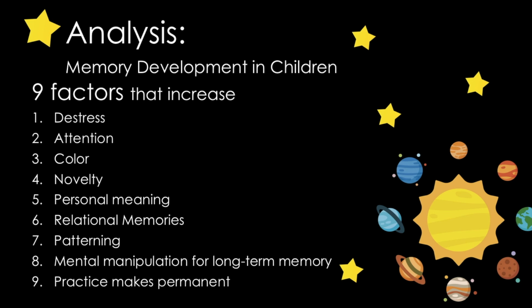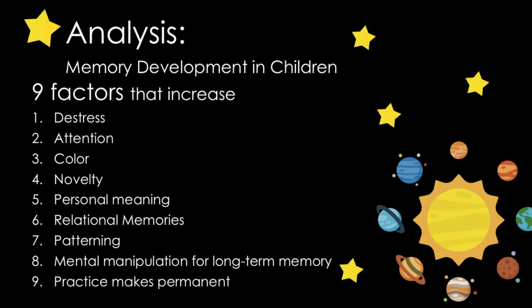And the next one is relational memory. When you relate the information with the prior knowledge, it's easier for them to remember. And the next one is patterning. The brain is a pattern seeking organ. So when you put information in a pattern, it makes it easier for the brain to remember.